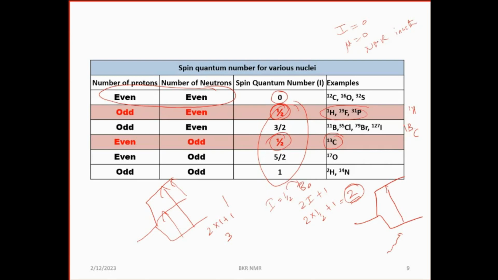Okay, but in general, in these two categories, why do we focus on them? Because here I is half, and because I is half, the splitting is into two. So you have a very easy spectrum.